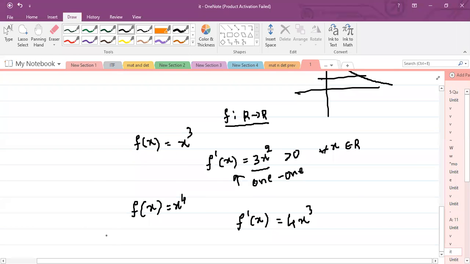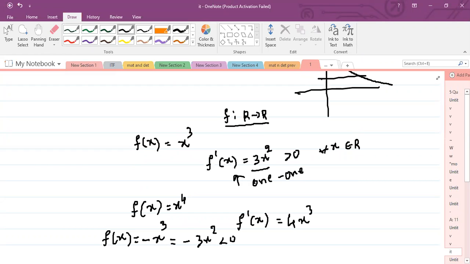So next I will give f of x is equal to minus x raised to 5, or minus x cube itself. Minus x cube. Then also it is one-one because the derivative will be minus 3x square, which is less than 0. We should get either greater than 0 or less than 0. Then it is one-one. This is one important hint.